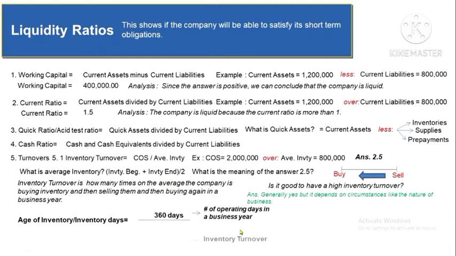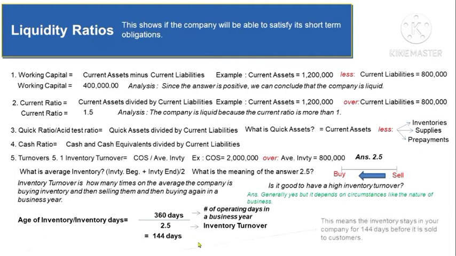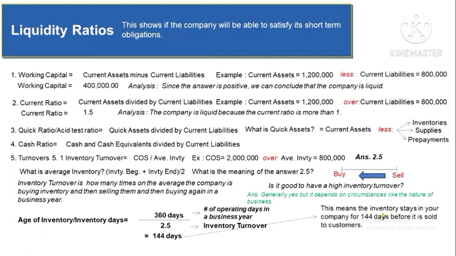And of course, we have the denominator, the inventory turnover. Let's use the 2.5 here. So we're gonna get 144 days. What is the meaning of that 144 days? It means that the inventory stays in the average in your company for 144 days before it is sold to customers. And that's it for this slide.